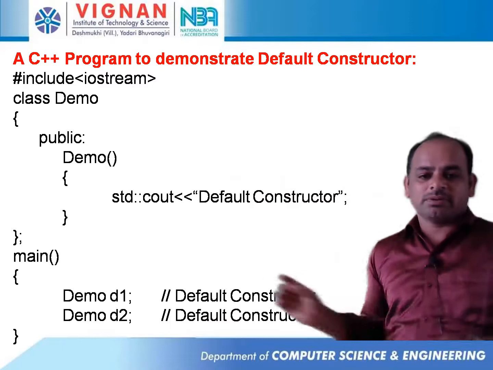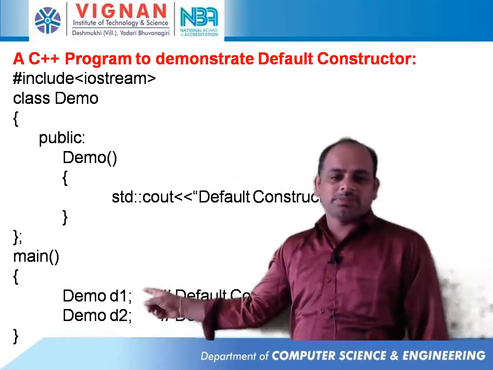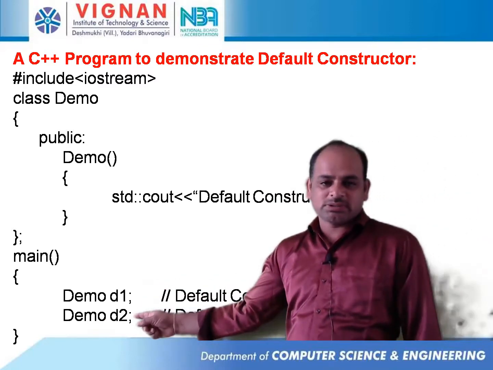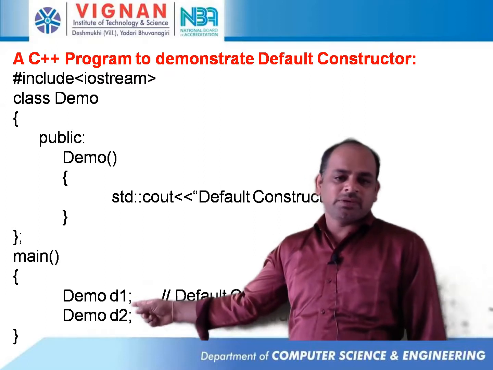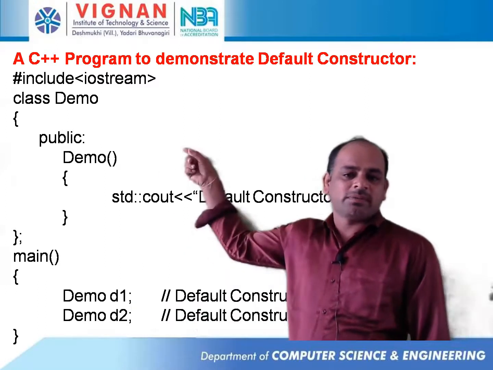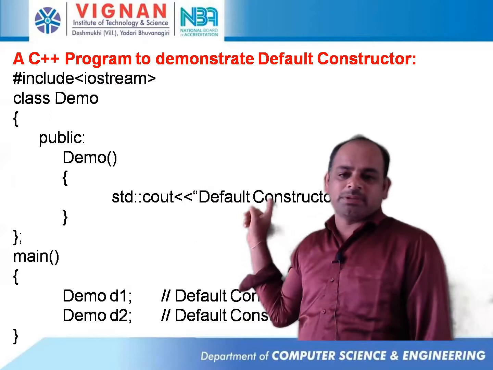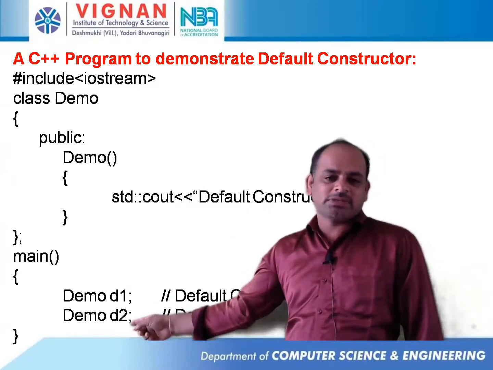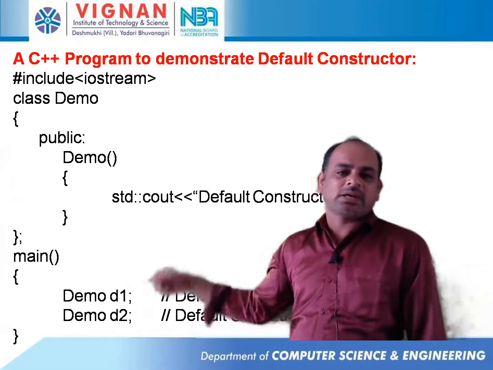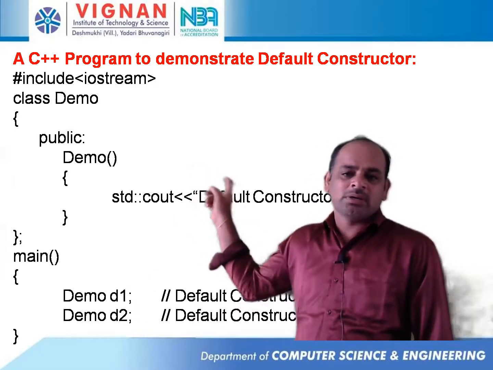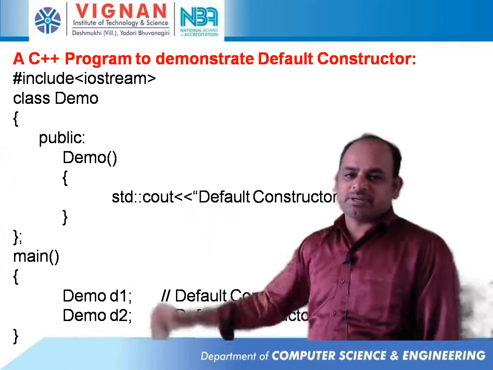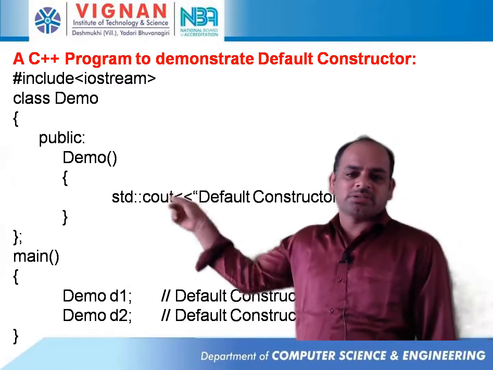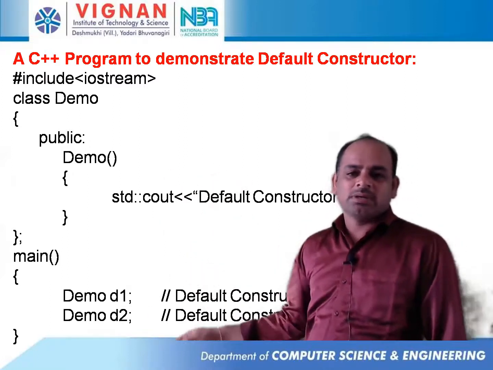That is a demo D1, you can see here, demo D1 object is created, demo D2 object is created here, right? So when D1 is created, this default will be called, and which will display the message one time here, default constructor. Again, second object is created. When the second object is created, again this default constructor will be called. Again, the same message will be displayed here. So here the default constructor is called twice because two objects are created here.